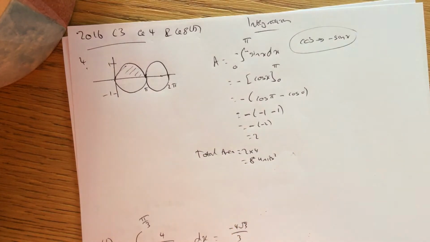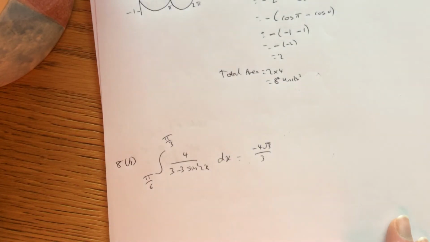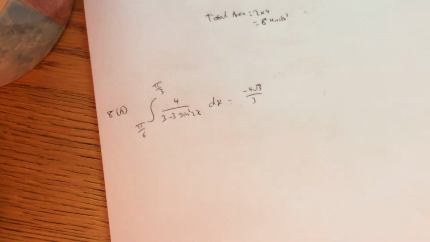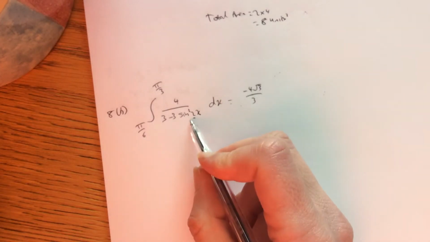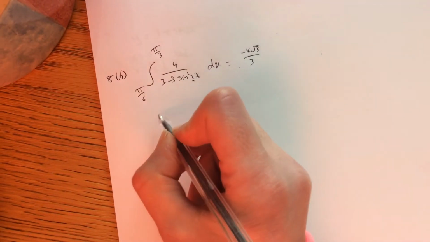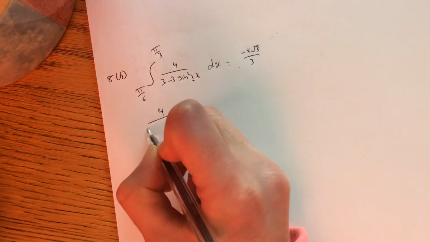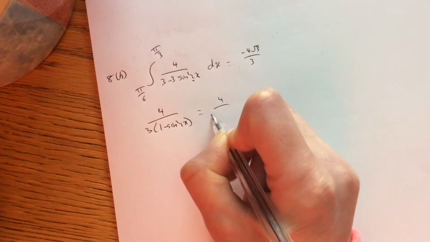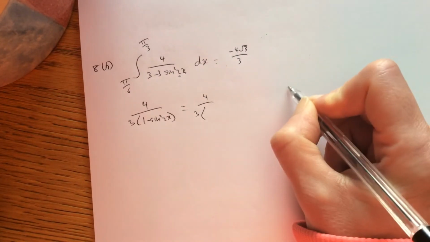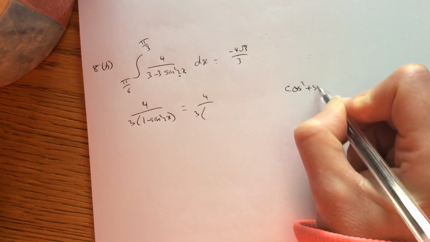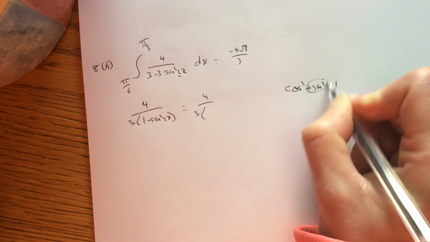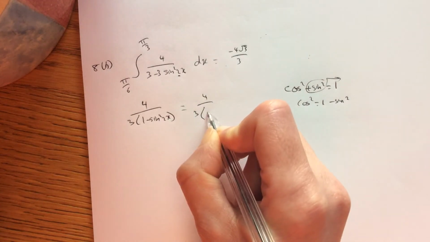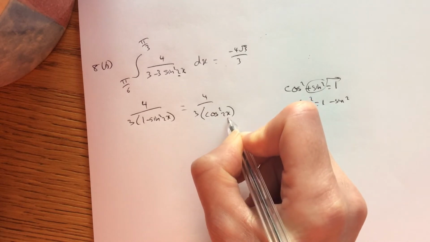Okay, question 8b from the same paper. Now if you scroll down to find it. Okay, right. Do I have the derivative of the bottom and the top? No, I don't. What I do notice about the bottom there is I can factorise out a 3. So I'm going to do that first of all. Also from the bottom, I'm thinking of the formula cos squared plus sine squared equals 1. So cos squared is the same as 1 minus sine squared. So I'm going to write that as cos squared 2x.